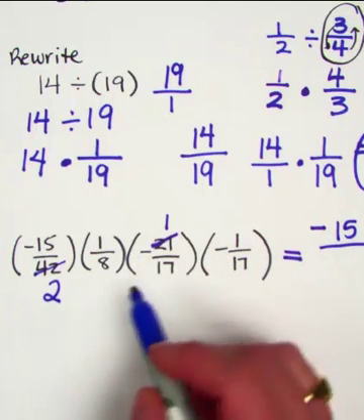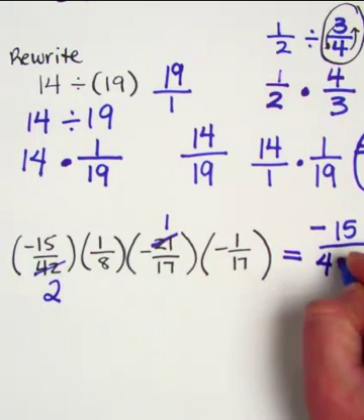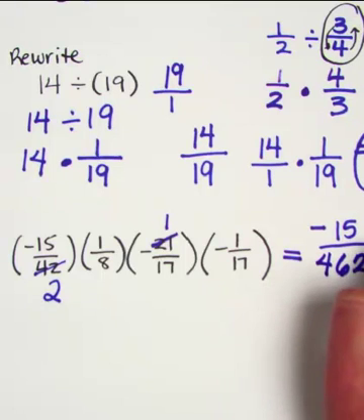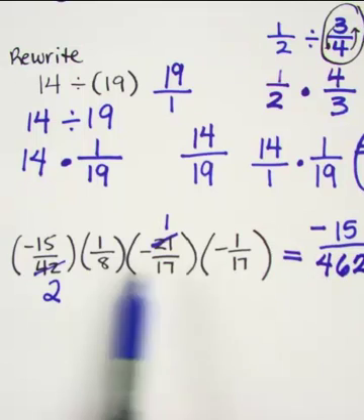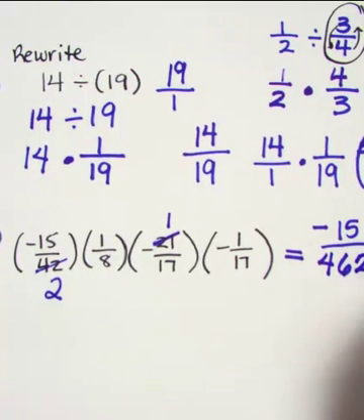And then in my denominator, I end up with 2 times 8 times 17 times 17. Well, I'm going to have to use my calculator for that. 2 times 8 is 16 times 17 times 17 gives me 4,624. And now that should be reduced as far as I can because I wasn't able to reduce anything else before I multiplied it through. So this is the answer you're looking for.